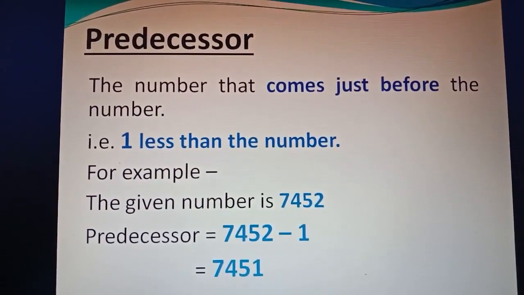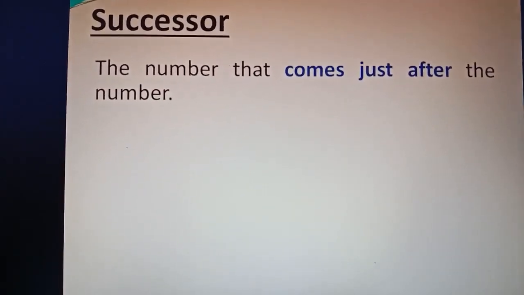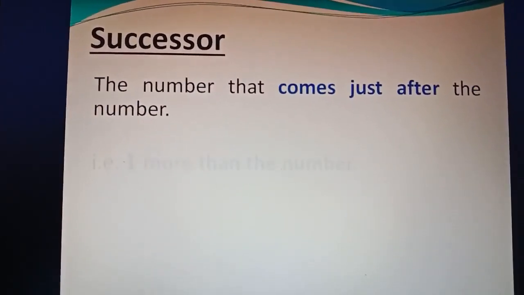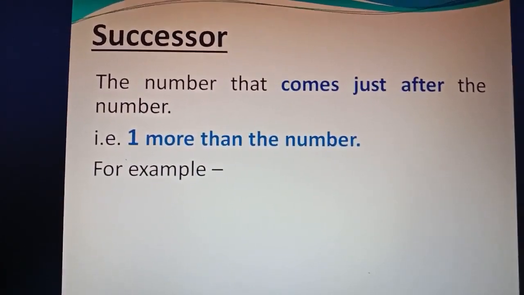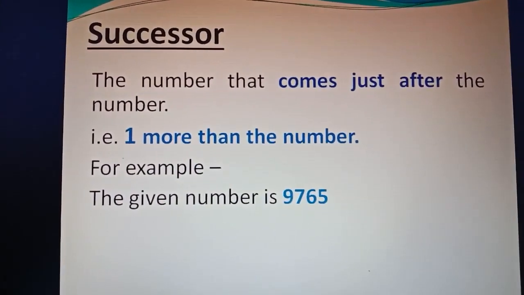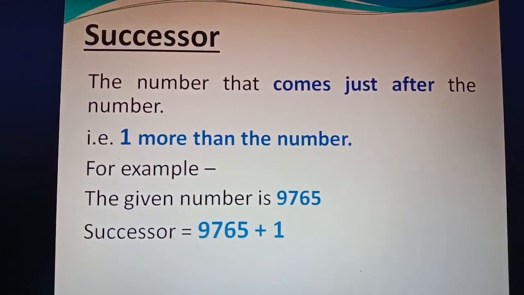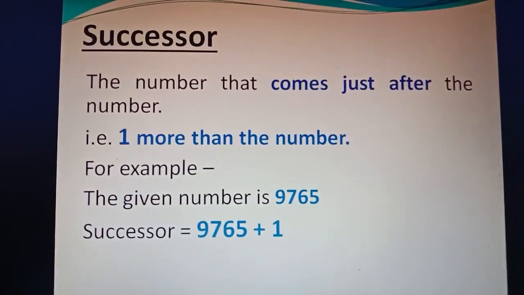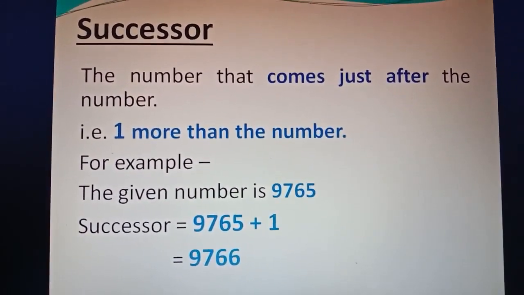Now next comes, what is successor? The number that comes just after the number, that is 1 more than the number. For example, the given number is 9765. So successor will be 9765 plus 1. So successor is 9766.